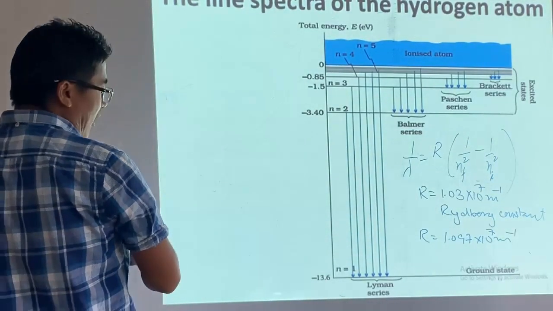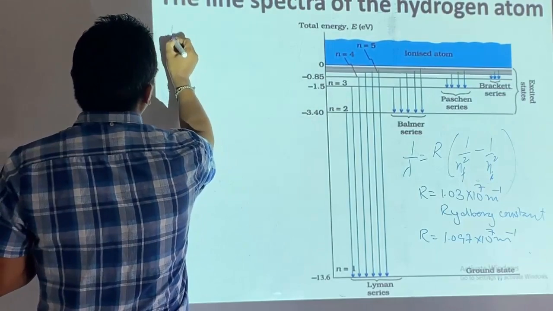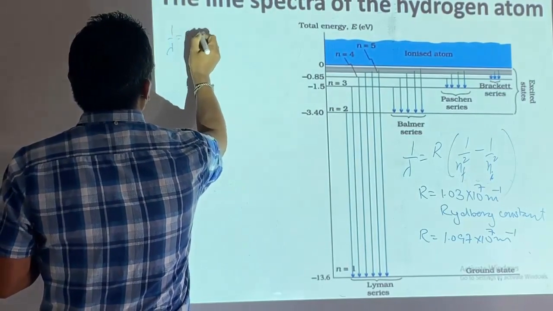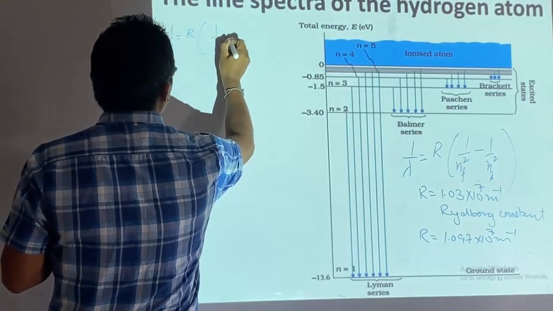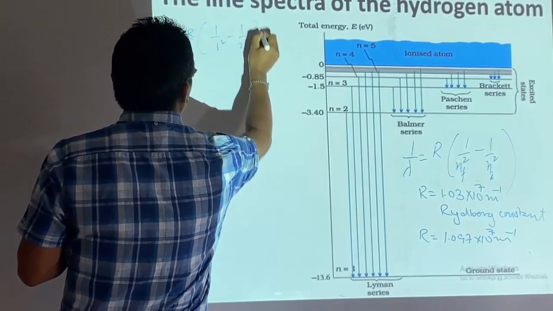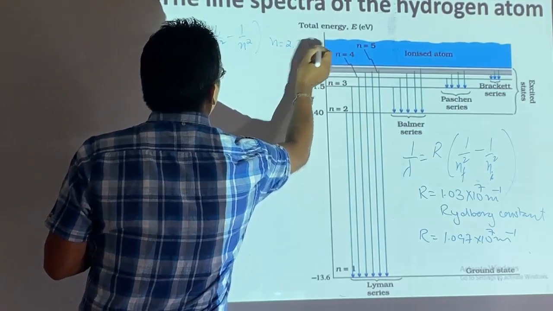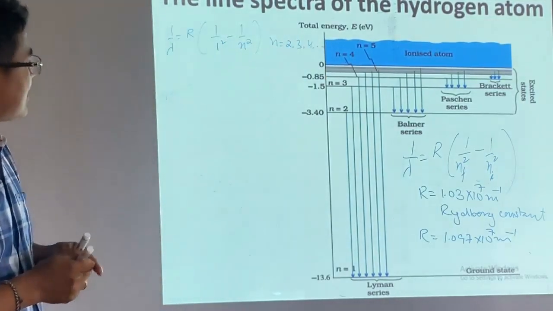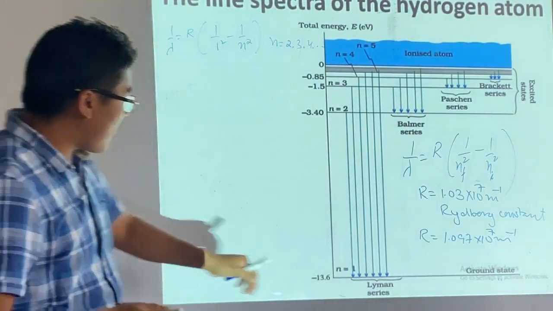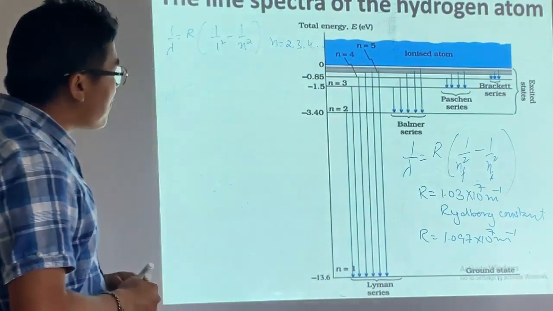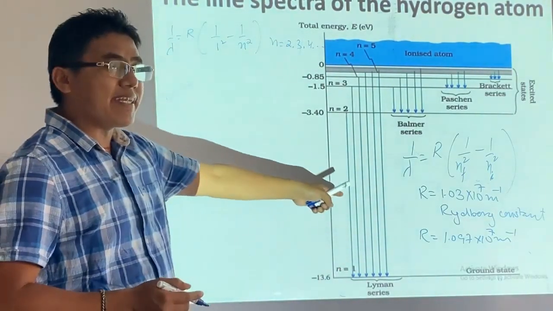So therefore, for the Lyman series, what we found is that this is equal to 1 squared minus n squared, where n is equal to 2, 3, 4, and so on. This is for the Lyman series. Now for the Balmer series, this is in the ultraviolet range, right?